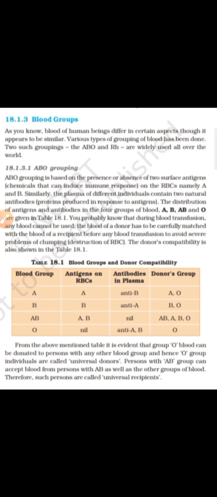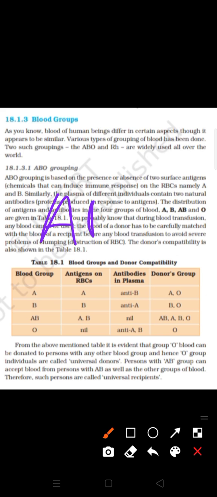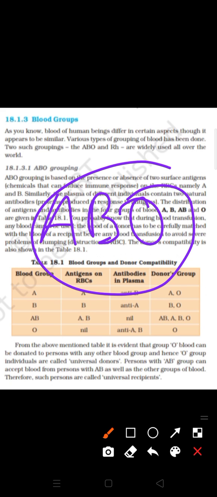As you know, all the species or living organisms are different from each other. Like this, human beings are also different from each other in several aspects, and these aspects are like blood groups. In human beings, the blood group is known as the ABO type, meaning blood group A, blood group B, blood group AB, or blood group O. So these are the four types of blood groups.